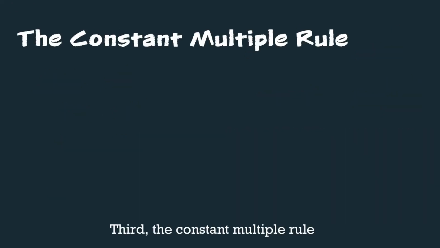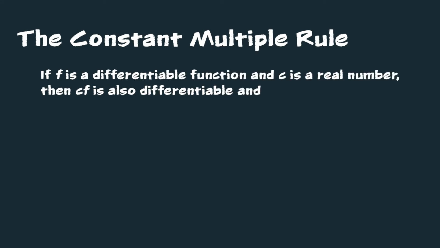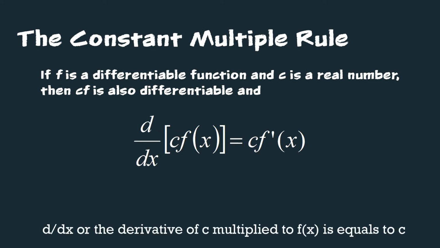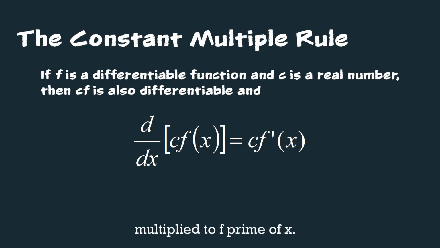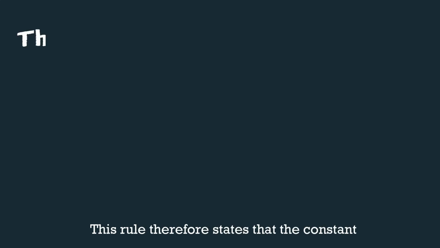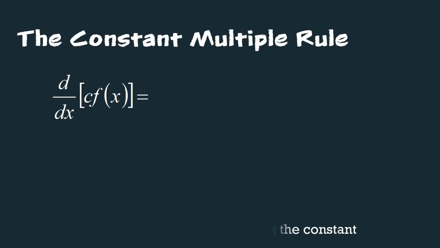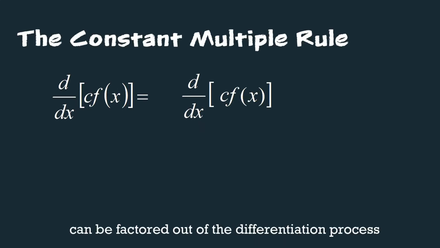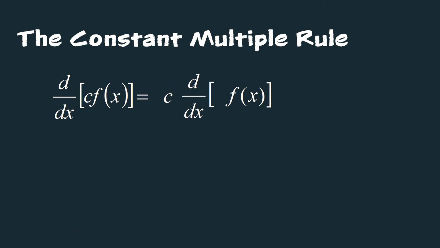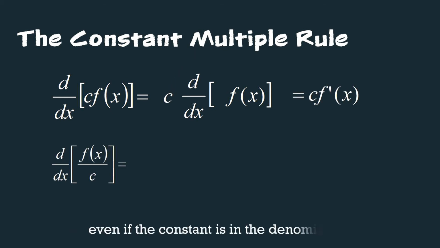Third, the constant multiple rule. If f is a differentiable function and c is a real number, then cf is also differentiable, and d over dx, or the derivative of c multiplied to f of x, is equal to c multiplied to f prime of x. This rule therefore states that the constant can be factored out of the differentiation process, even if the constant is in the denominator.